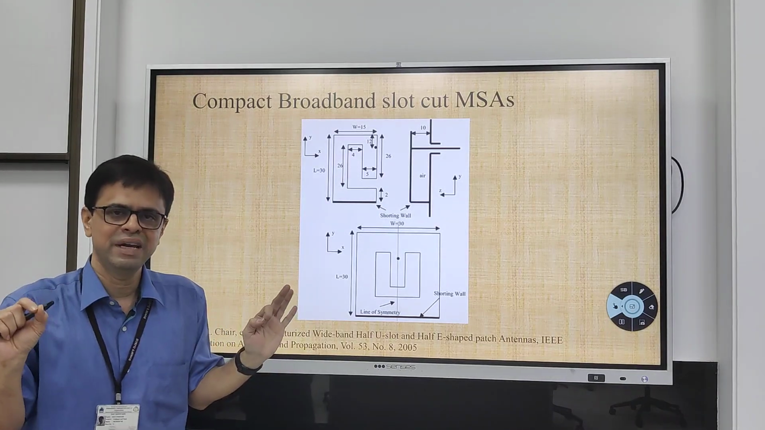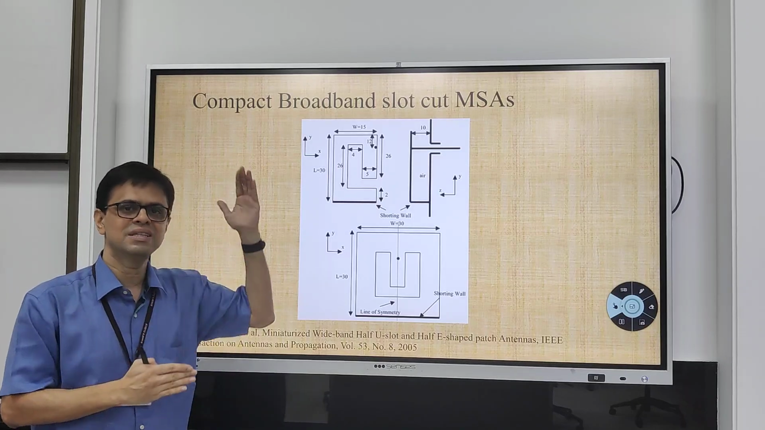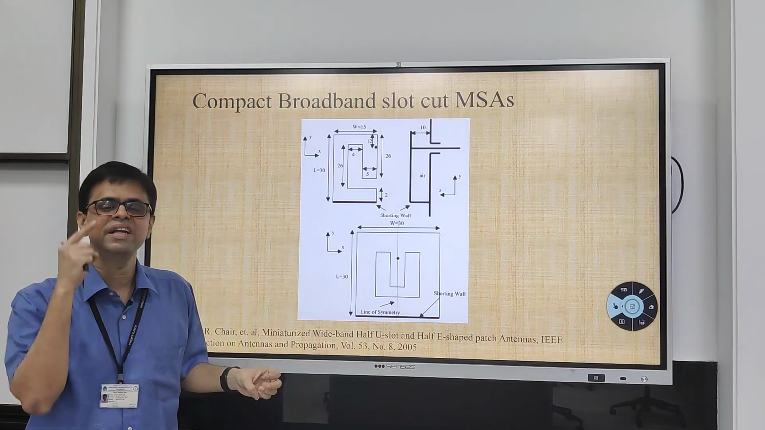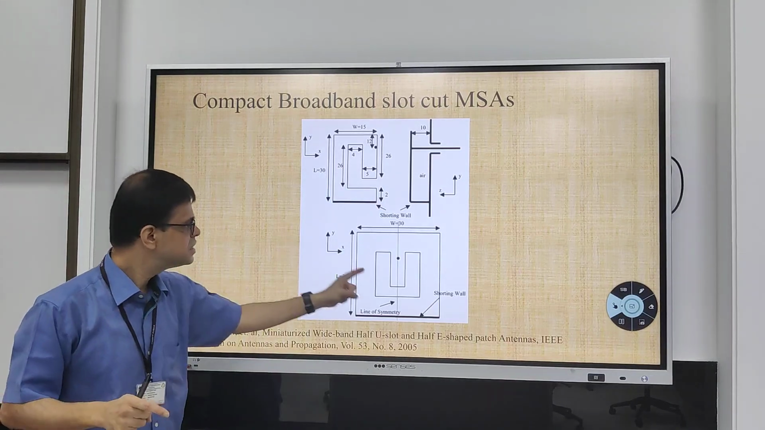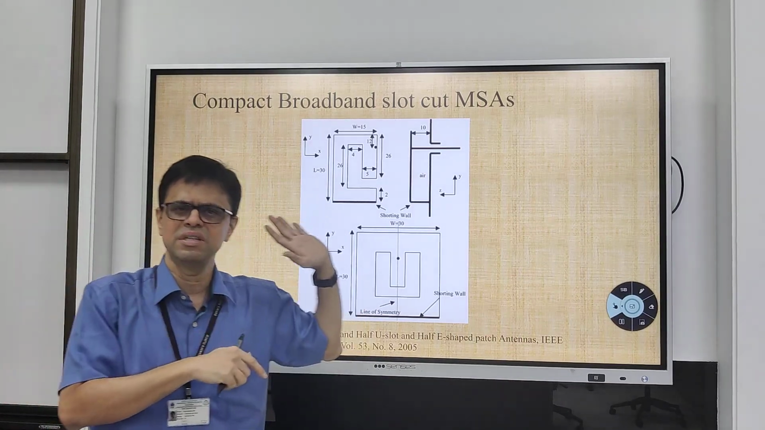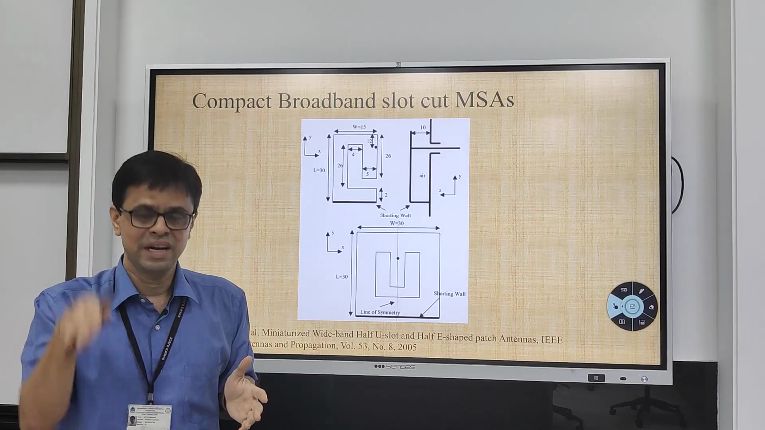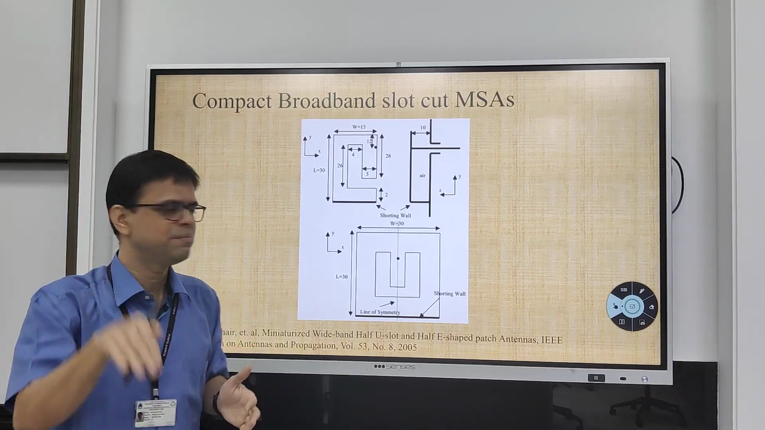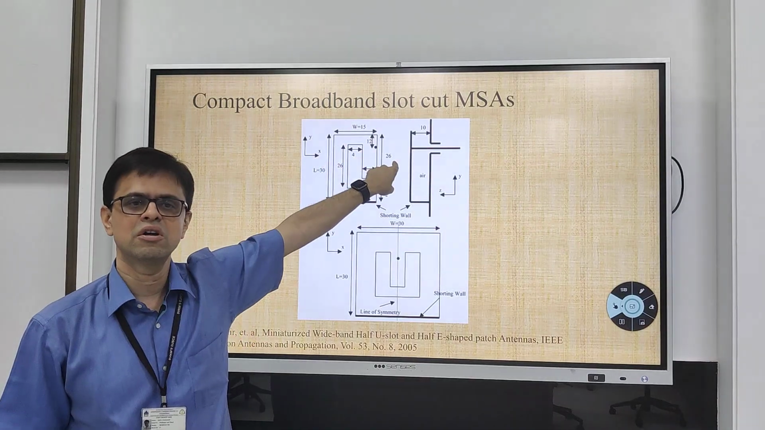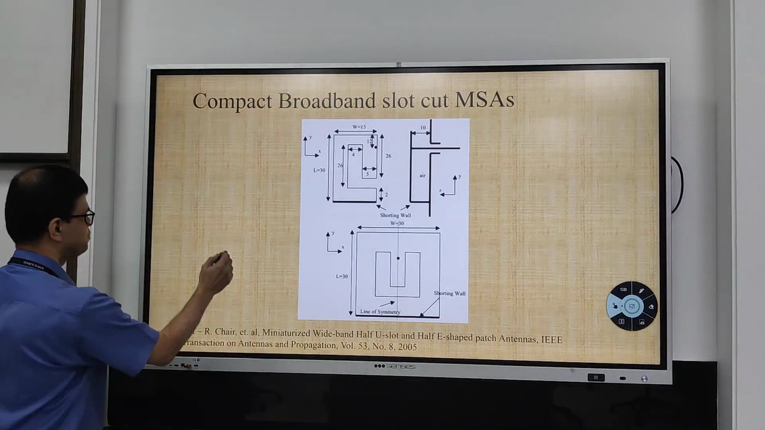So that distinction should be very clear from the reader's point of view, that this slot is increasing the bandwidth because it is affecting the higher order resonant modes, whereas other slots which you have seen in the H-shaped shorted design, which I discussed in the last lecture, are reducing the frequency. That is reducing the fundamental mode of the patch, but this is affecting the higher order modes of the patch. That is the difference.